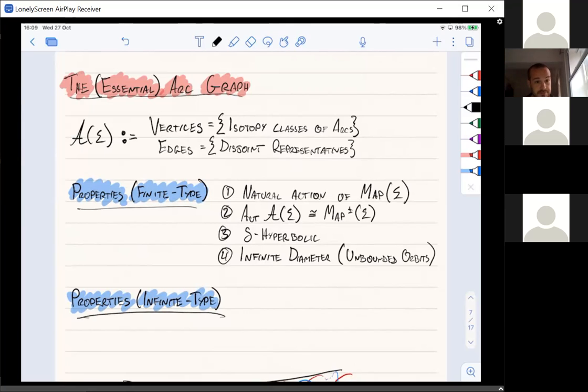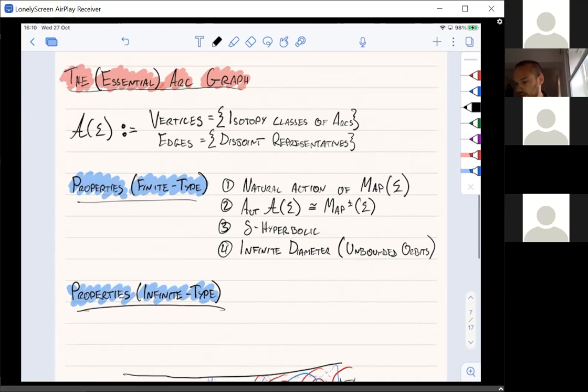So this is a really useful tool. Some of its properties for finite type: there's a natural action of the mapping class group. That action is very nice, and it also describes all the automorphisms of the arc graph. This is also a delta hyperbolic space. That's a nice property, and it is infinite diameter, with unbounded orbits. The mapping class group action's orbits are unbounded.